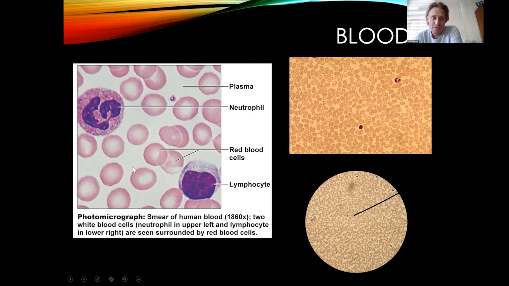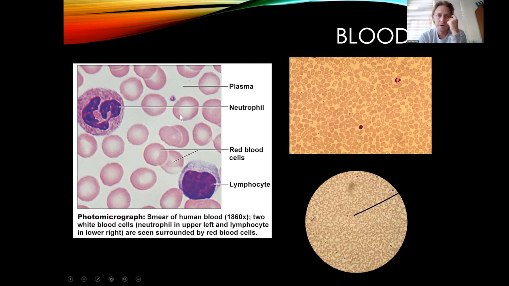All right, so besides just the plasma or the ground substance, you also have to identify the cells that make up blood. It's pretty easy though. All right, there's only three. So you have red blood cells, you have white blood cells, and you have platelets. Okay. So platelets are these little tiny flakes right here you'll see floating around blood. They also help with clotting.